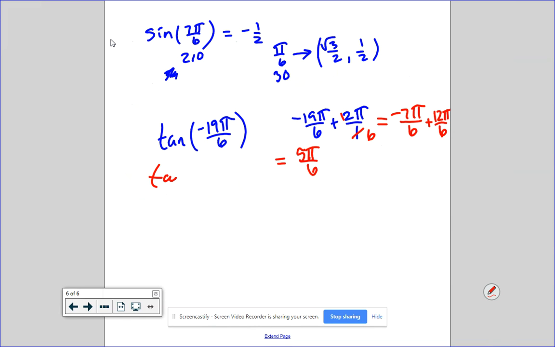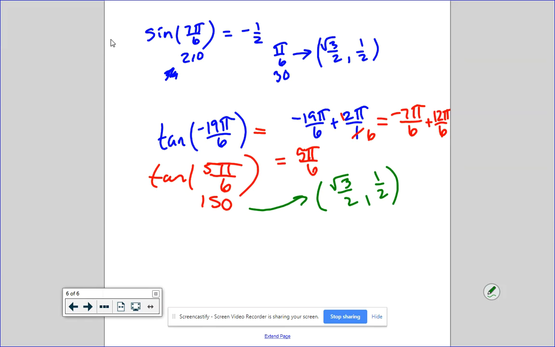But now again, I've got tan. So this is equal to tan of 5 pi over 6. And 5 pi over 6 is 150 degrees. Well, since it's over 6, what bow tie does it fall into? The 30-degree bow tie, which follows square root 3 over 2 and 1/2, correct? 5 pi over 6 is in what quadrant? Quadrant 2. So the x is negative, the y is positive, correct?